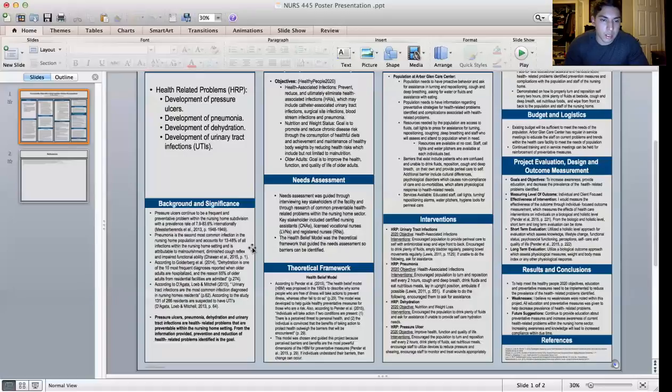Also, dehydration is one of the 10 most frequent diagnoses reported when older adults are hospitalized, and the reason 65% of older adults from residential facilities are admitted. And lastly, urinary tract infections are the most common infection diagnosed in nursing home residents. According to one study, 100 of 266 residents are suspected to have UTIs. So pressure ulcers, pneumonia, dehydration, and urinary tract infections are health-related problems that are preventable within the nursing home setting. From the information provided, prevention and reduction of these health-related problems is going to be the identified goal.